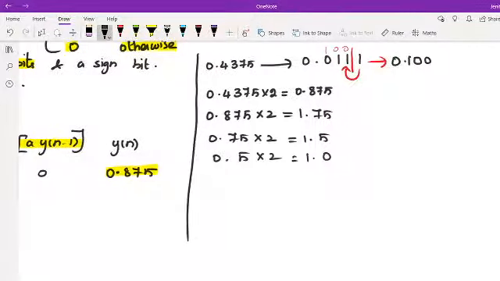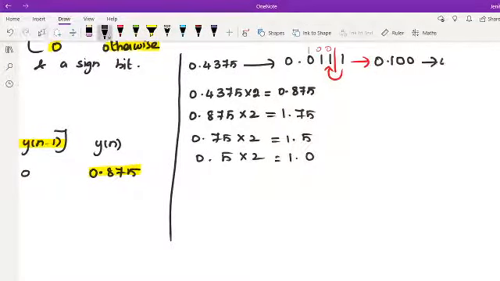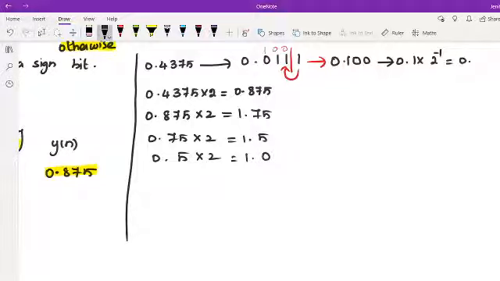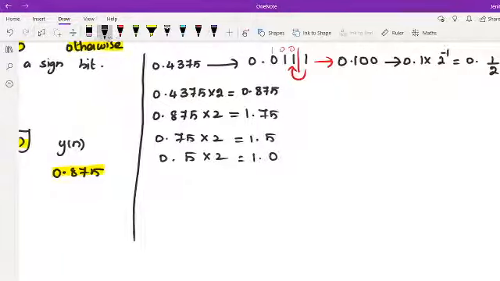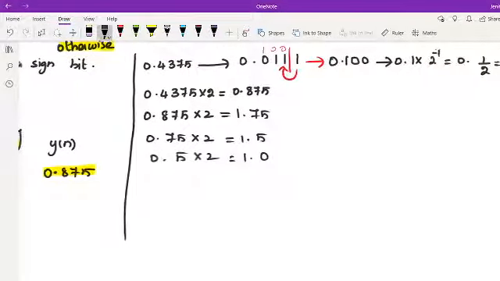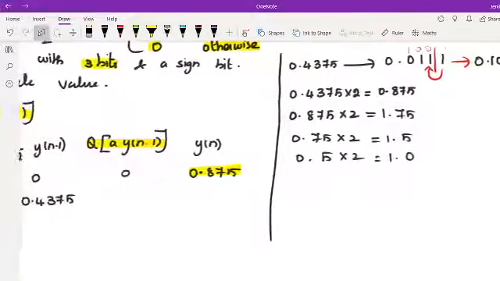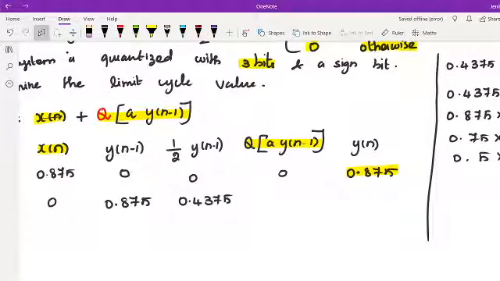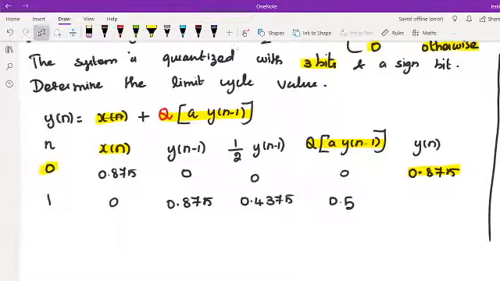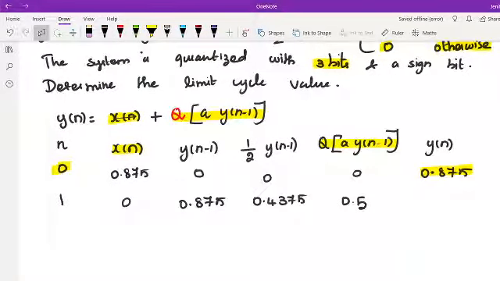When you are adding, you will get the value as 0.100. So again I'm going to convert this into decimal. That is 0.1 into 2 power minus 1, that is equal to 0.1 by 2, so this is equal to 0.5. So we have got this representation, right? That decimal value is 0.5. So 0.4375 is quantized and we got it as 0.5. So now y of n is x of n plus this quantized value. x of n is 0 and the quantized value is 0.5. So we have represented that y of n is 0.5.